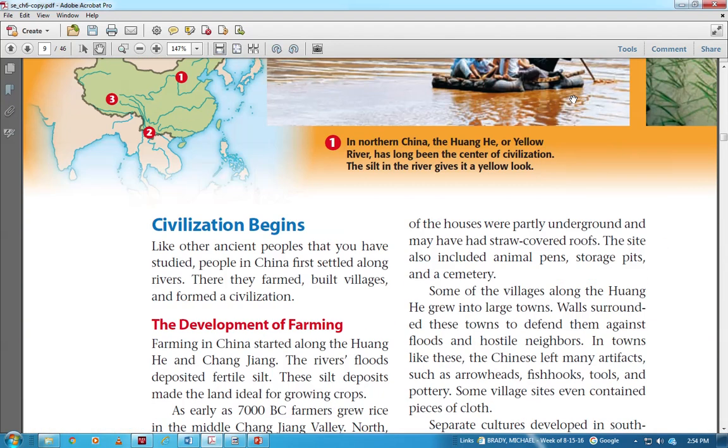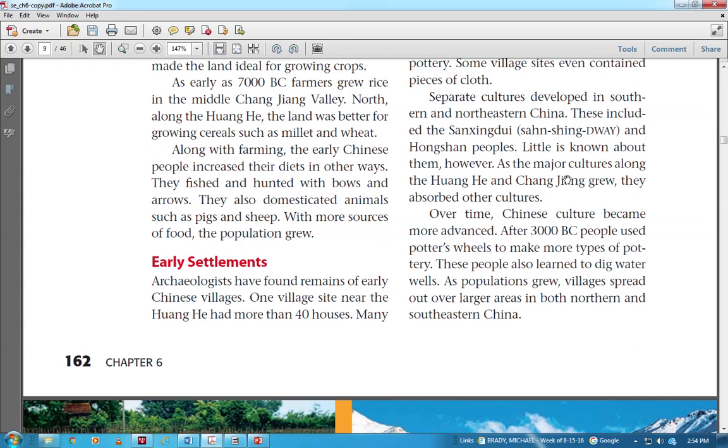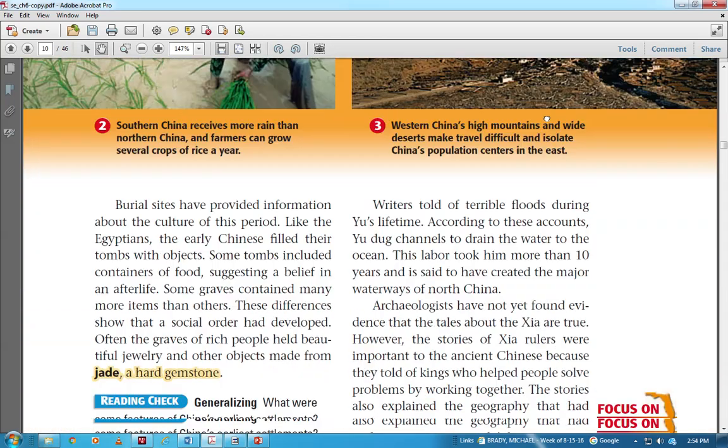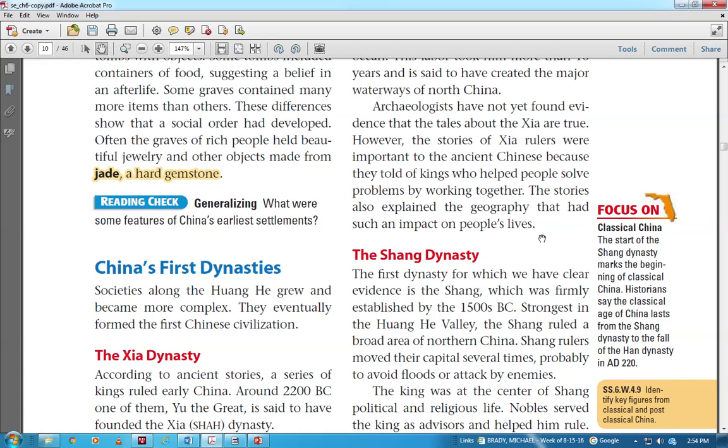Notice your headings. How did civilization begin in China? What were the early settlements like? What happened during the Shah dynasty? What happened during the Shang dynasty? Okay, and that's what we'll be doing on the block day.